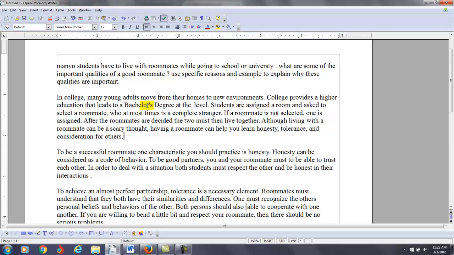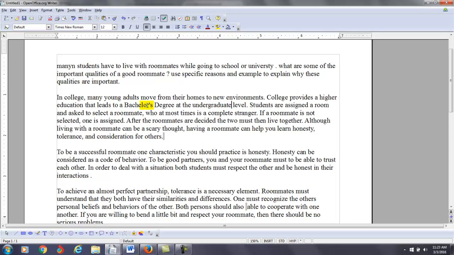I'm going to say here the undergraduate level. Students are assigned a room and are asked to select a roommate, I'm going to not use a comma there, who at most times is a complete stranger. If a roommate is not selected, one is assigned. After the roommates are decided, the two must then live together.